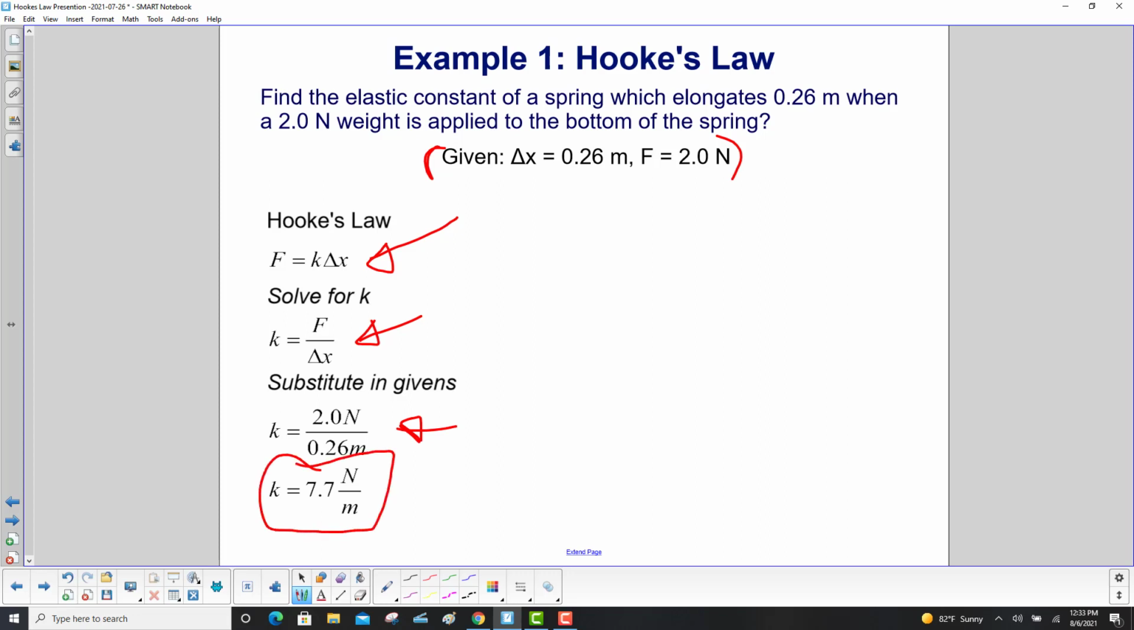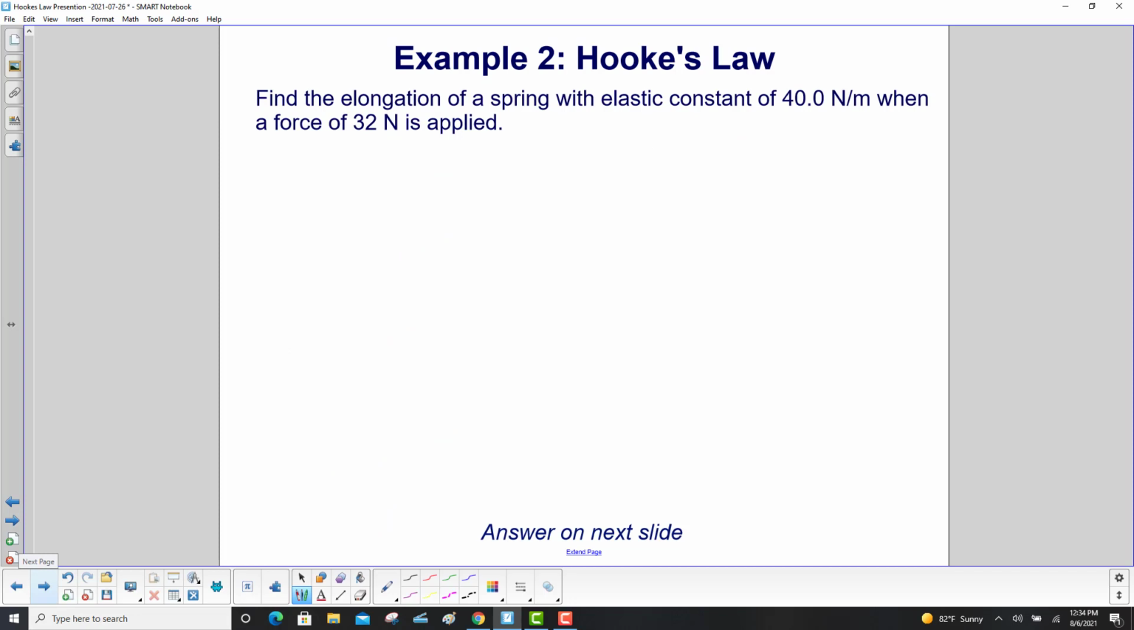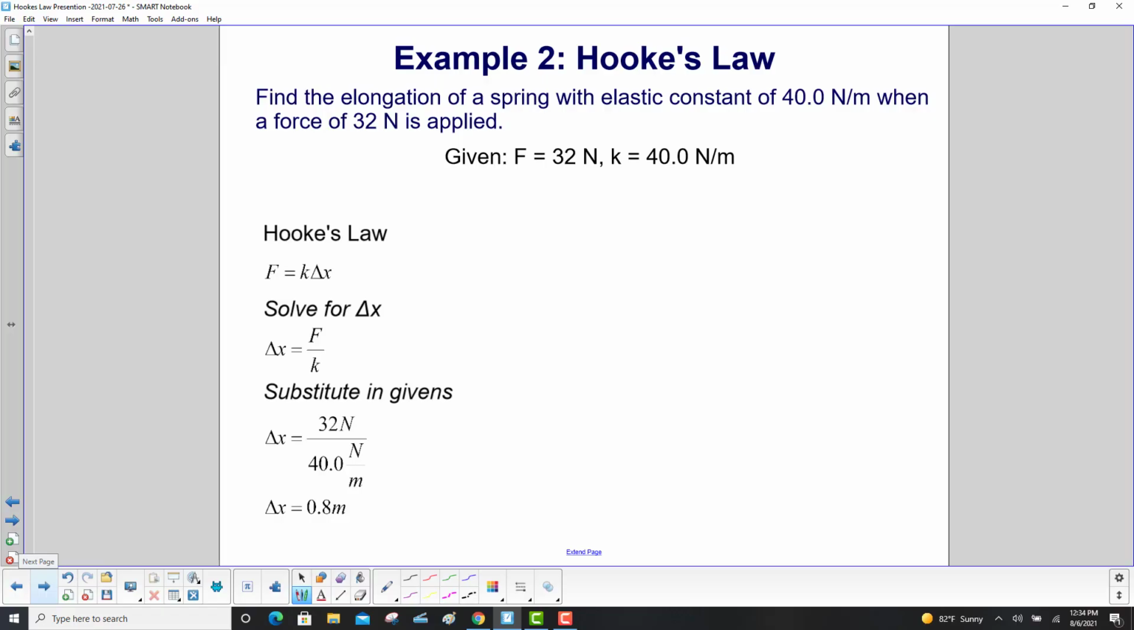Find the elongation of a spring with elastic constant 40 newtons per meter when a force of 32 newtons is applied. Here's the givens. And we want to find delta x this time. That's elongation. So we start with Hooke's law, solve that for delta x. And how do we do that? Divide both sides by k, substitute in our givens, and we get an elongation of 0.8 meters.